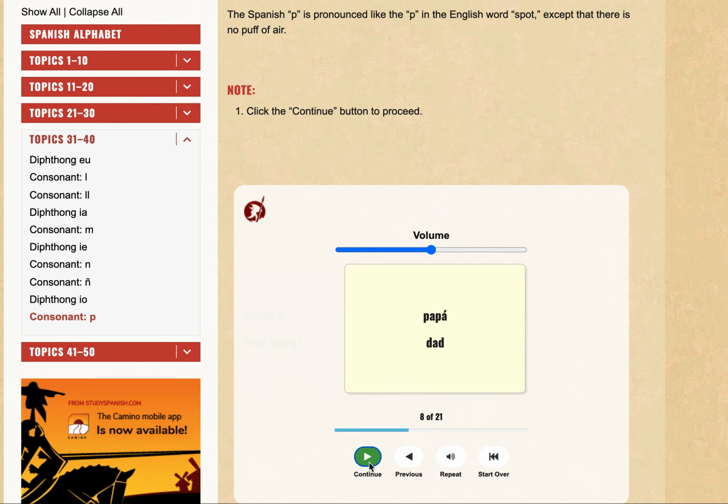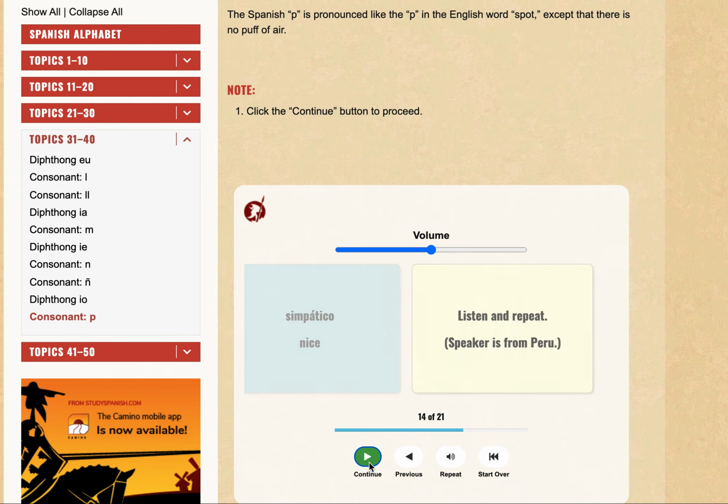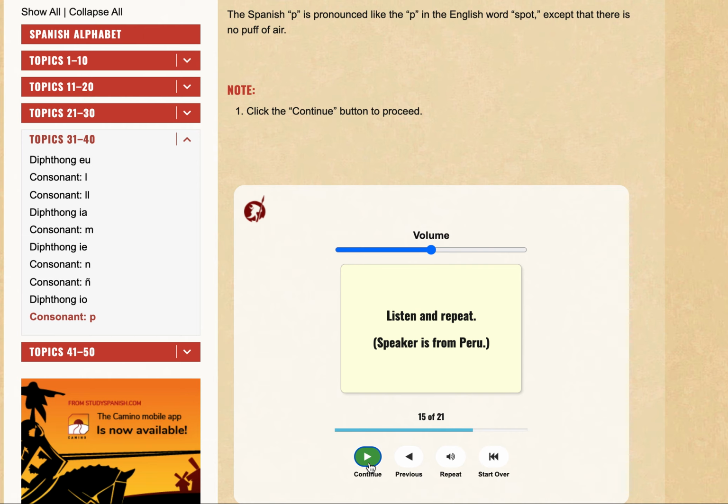Okay. Papá, dad. Papa, potato. Tiempo, which means time or weather. Pero is but. Pera is pear. Simpático is nice. Listen and repeat.